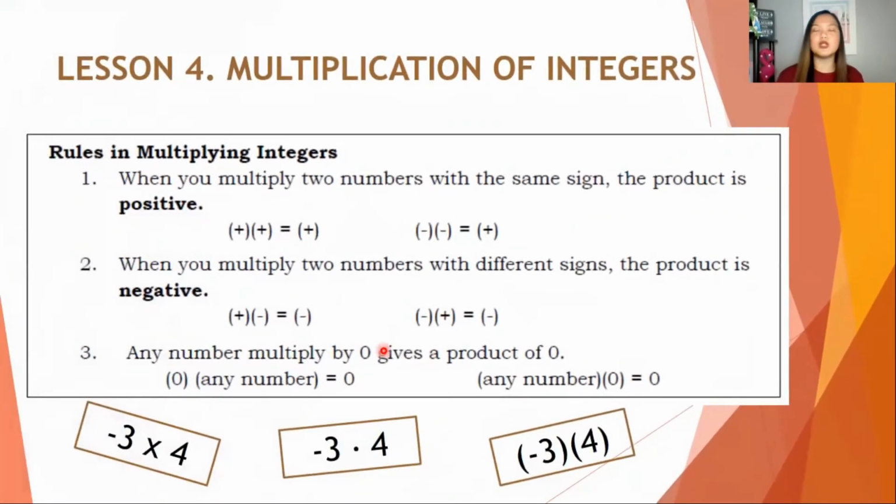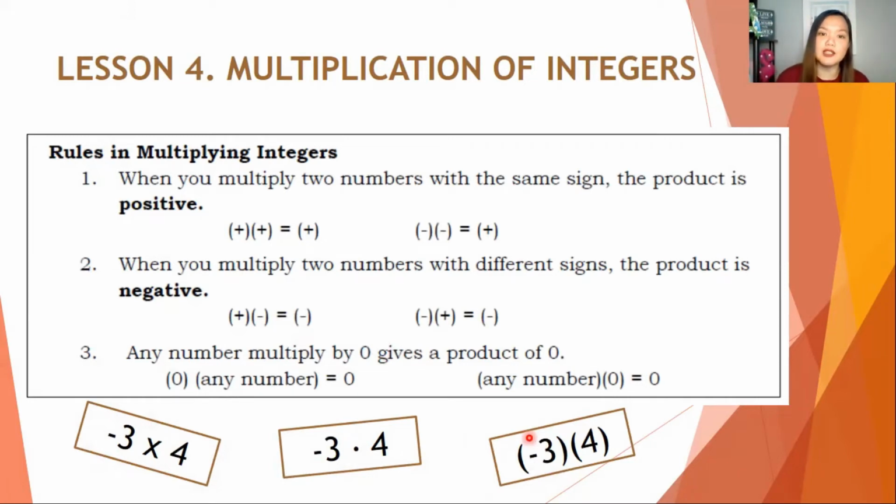Now let's proceed to the multiplication of integers. This is easy because if they are the same, the sign is positive. If they are not the same, then the sign is negative. But in other books, they use negative 3 times 4. The times symbol is still the x. In other books also, the multiplication sign is just a dot. In other books also, they use parentheses, meaning multiplication.